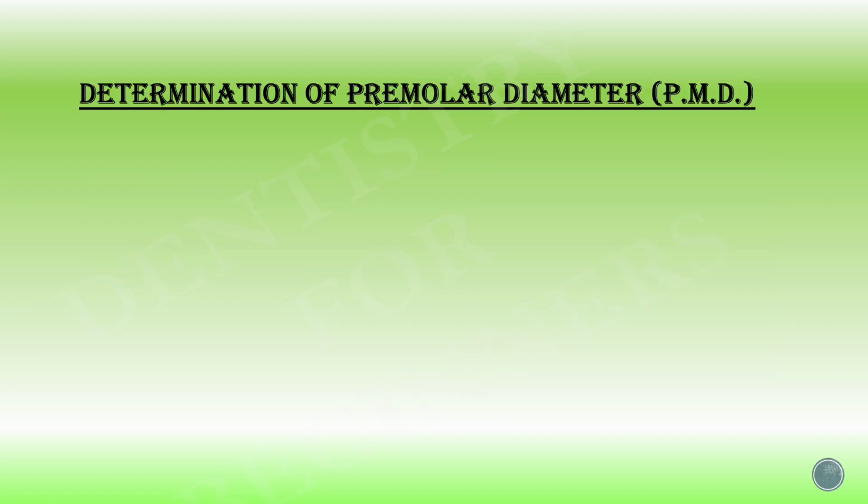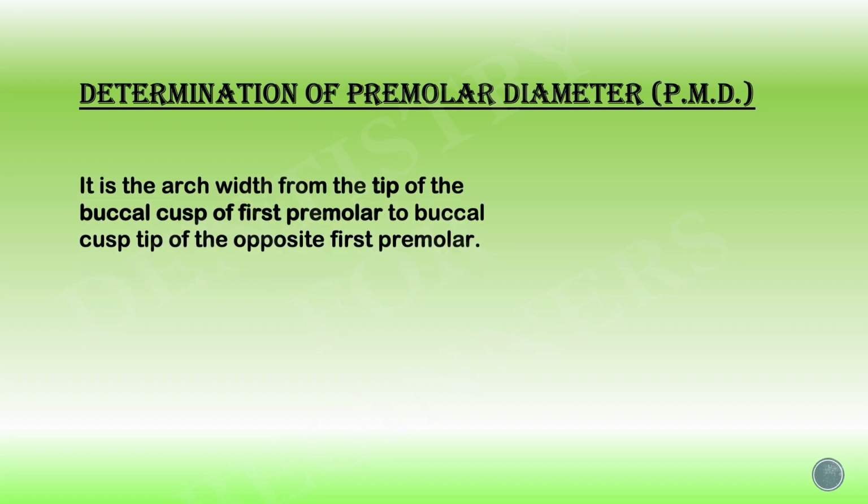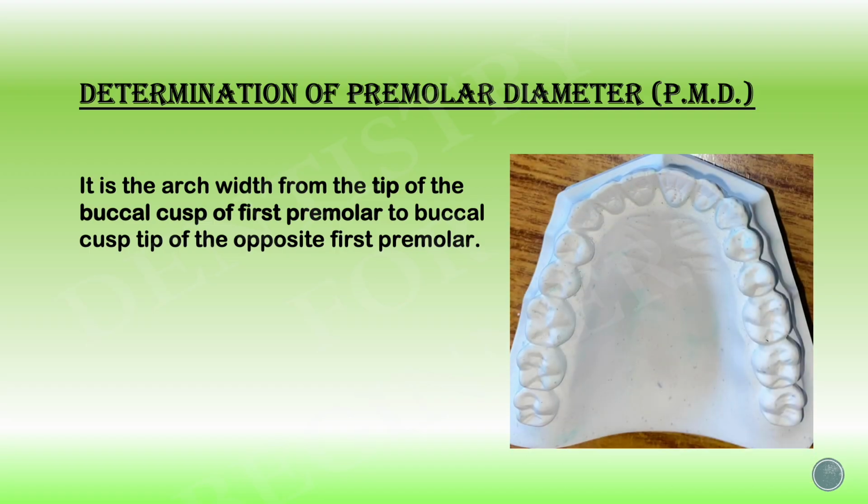Now determination of premolar diameter. It is the arch width from the tip of the buccal cusp of the first premolar to the buccal cusp tip of the opposite premolar. So in this cast we can see this particular point is the buccal cusp tip of the first premolar on the right side and this is the buccal cusp tip of the first premolar on the left side. With the divider, we will point the two ends of the divider on these two particular points and then we will measure. So that gives us the premolar diameter value.